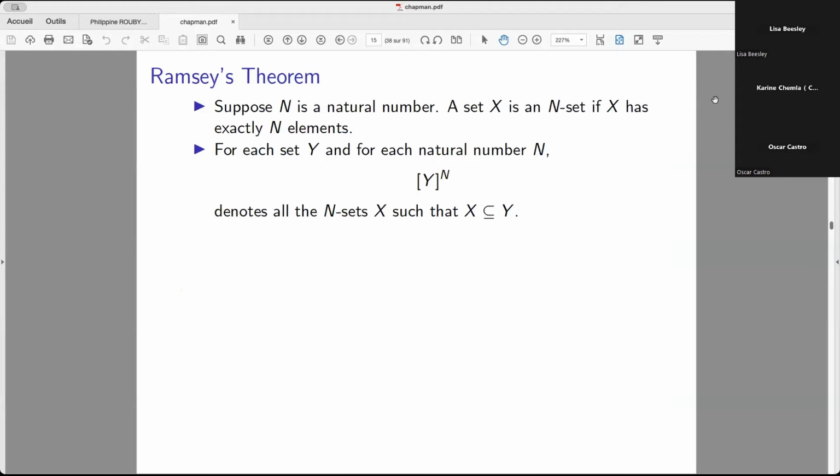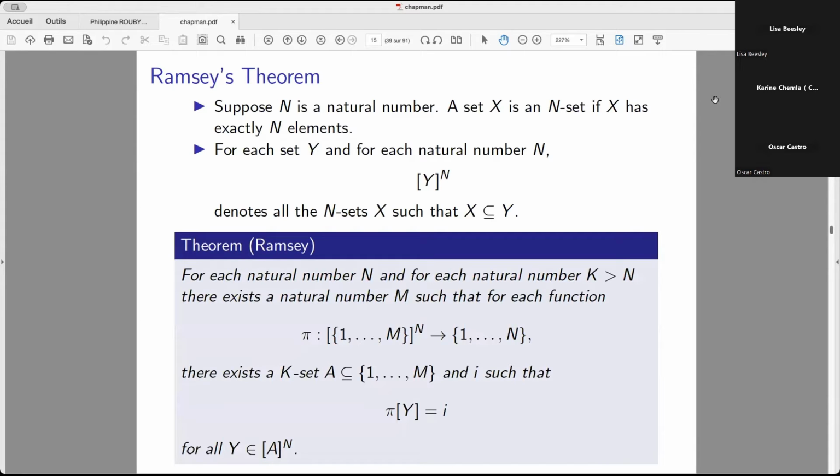Ramsey's theorem. Suppose n is a natural number. We'll say that a set X is an n set if X has exactly n elements. So a 1 set has only 1 element, a 2 set has only 2 elements. For each set Y and each natural number n, I'll use this notation to denote the collection of all n sets from Y. So these are all the subsets of Y with exactly n elements. Of course, if Y doesn't have at least n elements, this is empty.